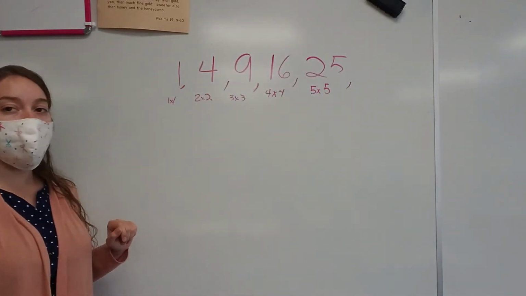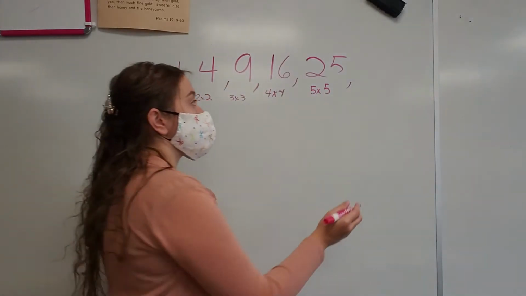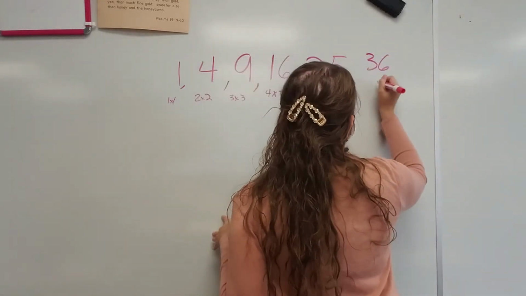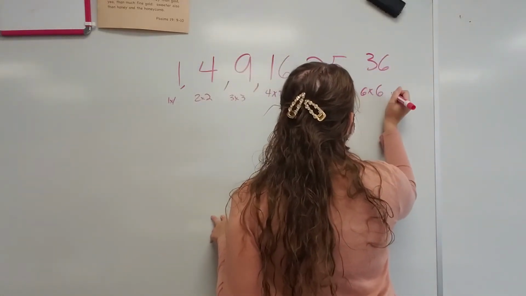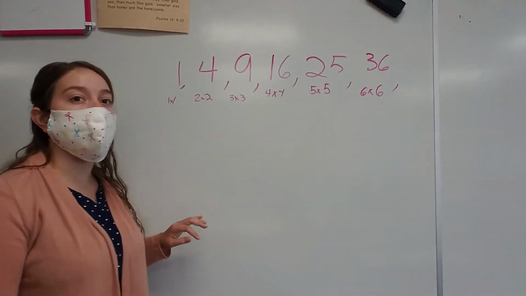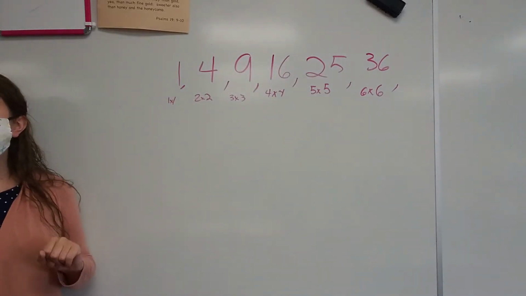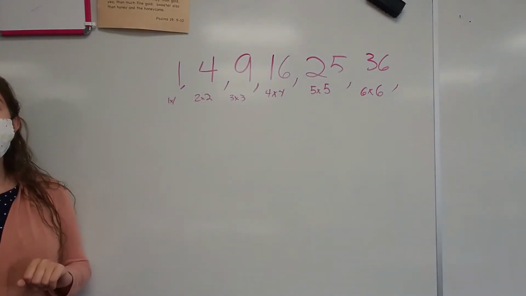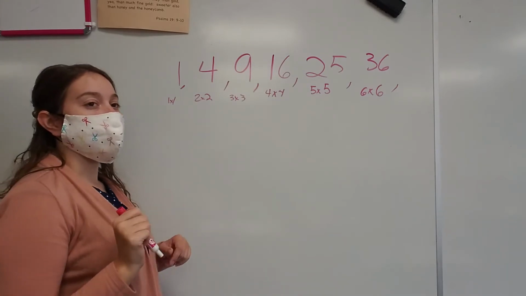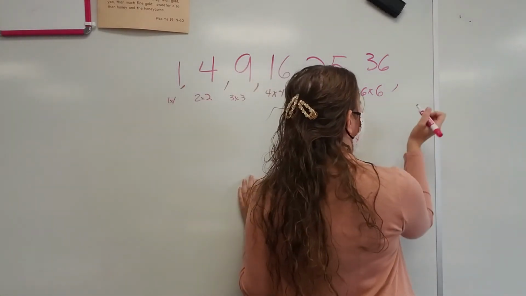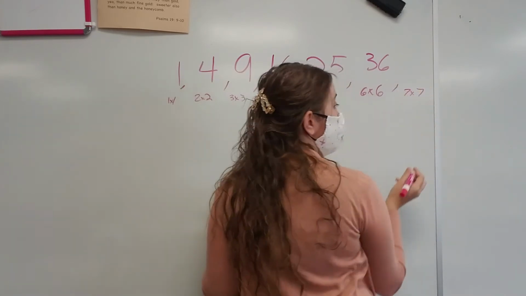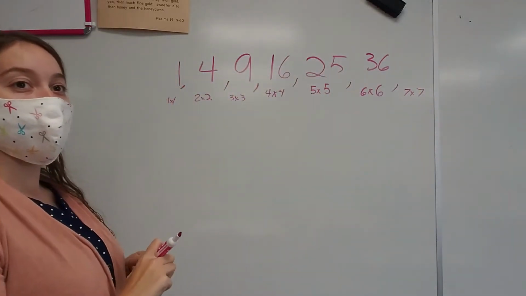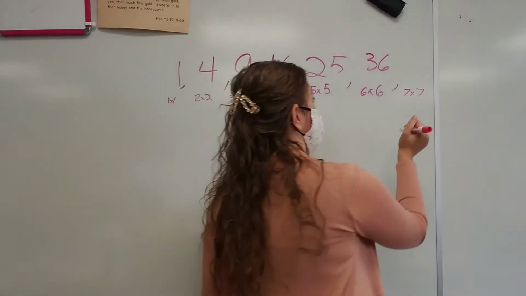What's my next one, Mary? 36. And that was 6 times 6, right? We have one more square number. Who knows what it is? Grace just did it. Who else knows? Mary just did one. Keegan. We just did 6 times 6, so what's 7 times 7? 49.